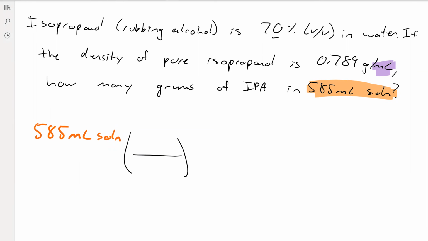So since we're talking about the solution, we want to have data that talks about the solution, and this percent volume is talking about the solution. And so we can use that. Since it's volume by volume, that means that for every 70 milliliters of our IPA, we have 100 ml of our solution. And now these units will cancel out because they're the same, right? The unit is the same, the milliliters, and the subject is the same, solution.